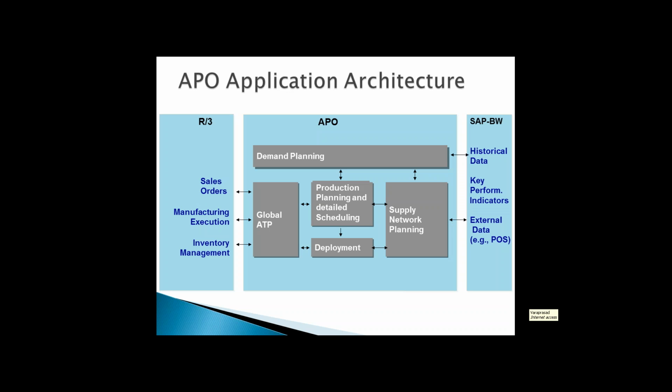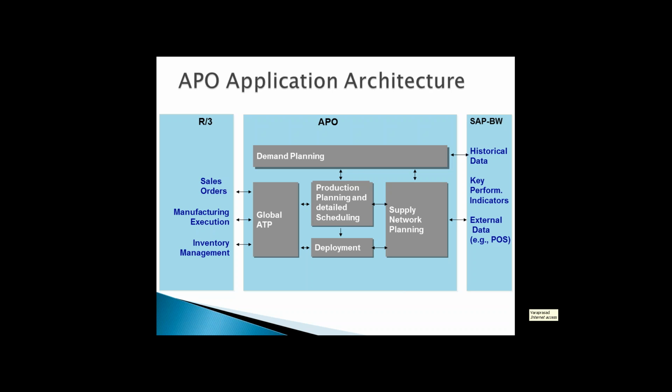So this is the APO application architecture, how it looks. In the center I have drawn APO: demand planning, GATP, PPDS, deployment, SNP. On the left side you can see R3, or I can say ECC. Sales orders will be created in ECC. We cannot create a sales order other than in ECC, meaning in APO we cannot create one. The sales order is created in ECC only and flows to APO for GATP and other SNP or PPDS planning, and planning results are published back to ECC for manufacturing execution. Inventory management is also handled in ECC only.